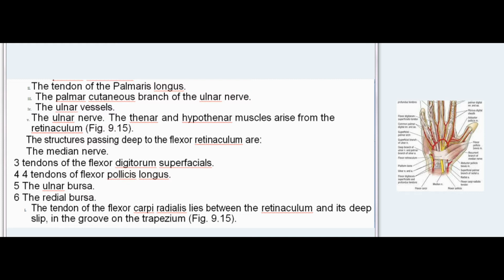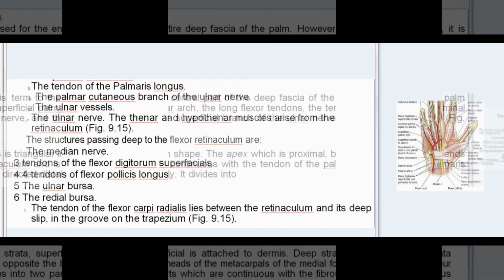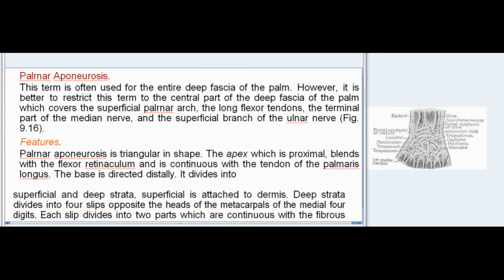The structures passing deep to the flexor retinaculum are: 1, the median nerve; 2, 4 tendons of the flexor digitorum superficialis; 3, 4 tendons of the flexor digitorum profundus; 4, 1 tendon of flexor pollicis longus; 5, the ulnar bursa; 6, the radial bursa. The tendon of the flexor carpi radialis lies between the retinaculum and its deep slip, in the groove on the trapezium, Fig 9.15.